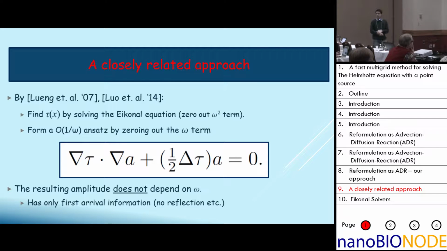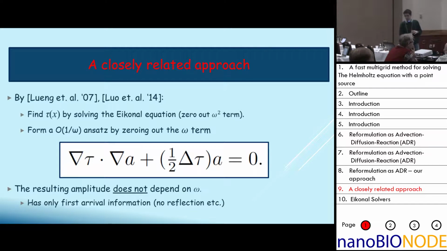But still, this is just an ansatz for really large omegas, and it doesn't capture the information about reflections. So you cannot impose sophisticated boundary conditions here. There are no reflections from the medium, basically for different parts of the medium. You basically get only first arrival information using this approach. So this is what we are doing.